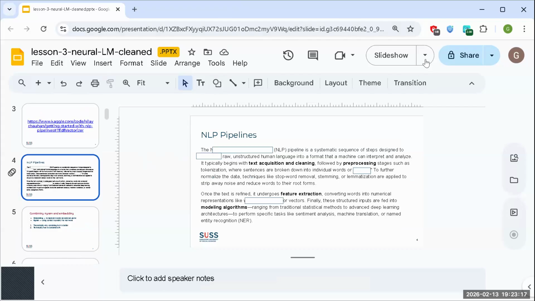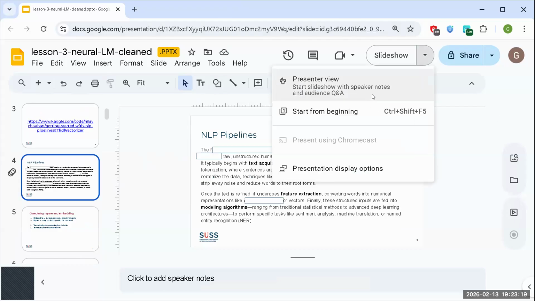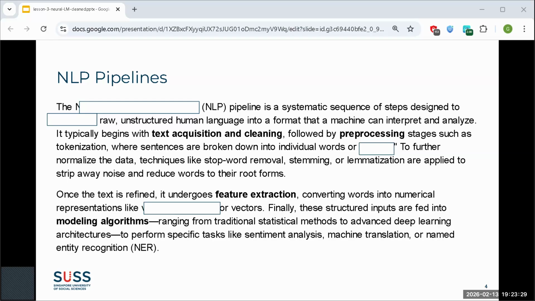Okay, so let's go back to this. Let me move my documents. Okay, so let's go through a definition of NLP pipeline since I've been talking about that for the past 21 minutes. The NLP, first of all, you need to know what NLP stands for, right?